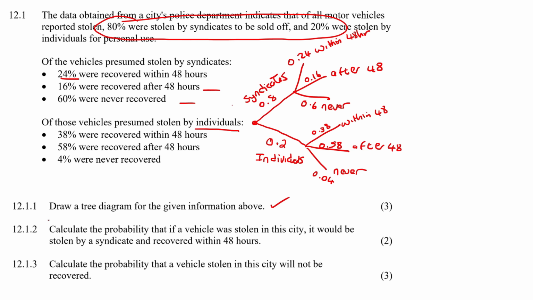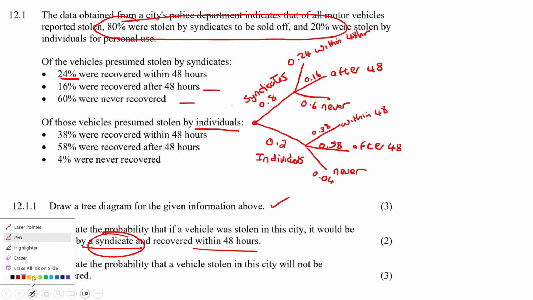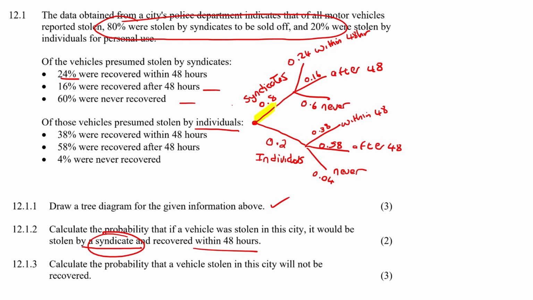Now, calculate the probability that if a vehicle was stolen in the city, it would be stolen by a syndicate and recovered within 48 hours. Super easy. We've learned that in order to find the probability of a branch, you multiply all the different branches in that section. So we're going to say 0.8 multiplied by 0.24, and that'll give 0.192.